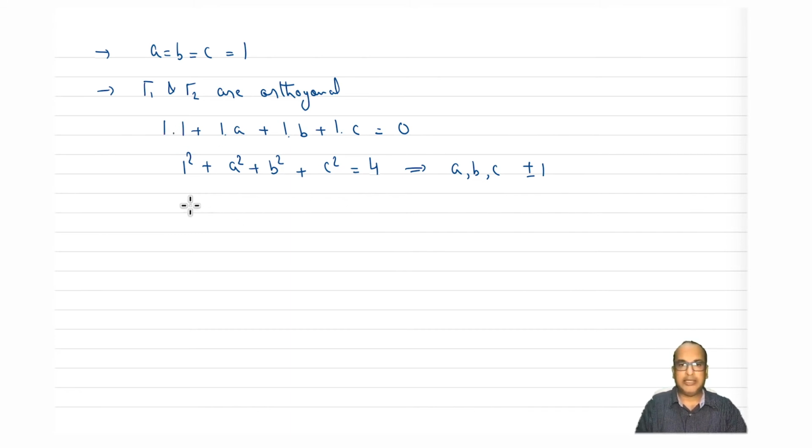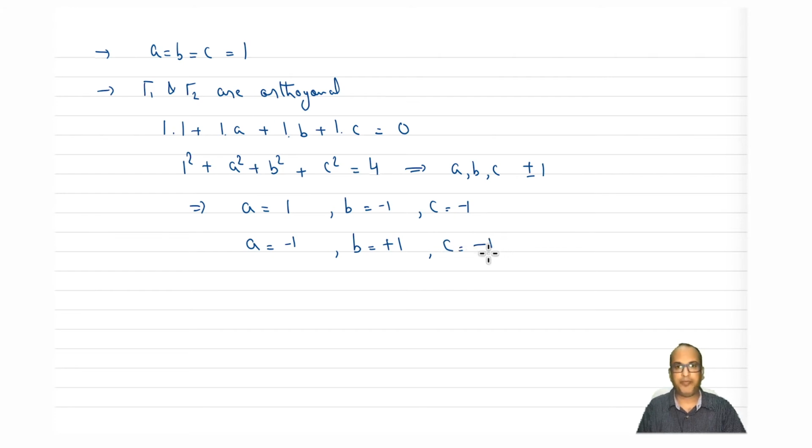So this implies that if A is positive, B will be negative and C will be negative. I can say that A is negative, then B is positive, plus 1, and C is minus 1. I can say that these are the possible 3 solutions. B is negative and C is positive. No other solution is possible. You can try this out, all three solutions will satisfy these two equations, right?